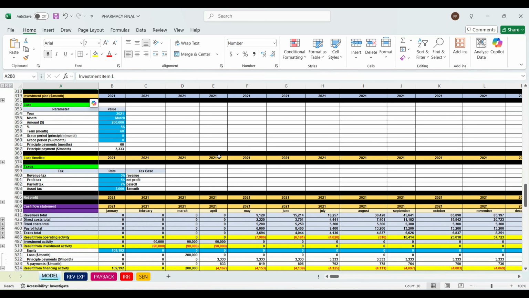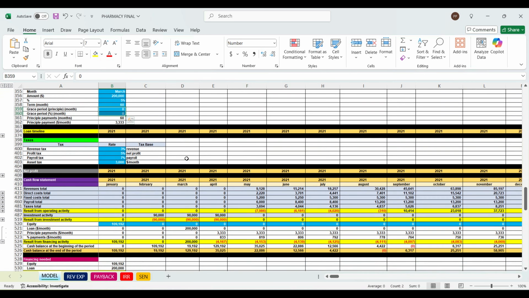Then we are moving to the loan if we have one. So we're specifying the year and month when we get this loan, the amount of this loan, interest rate, term of loan in months, and if we have some grace period for the principal payments or interest payments, we can specify it here. Then we briefly describe the taxes. So we may have some revenue tax, profit tax, payroll tax, asset tax, and so on. So we can specify it here.